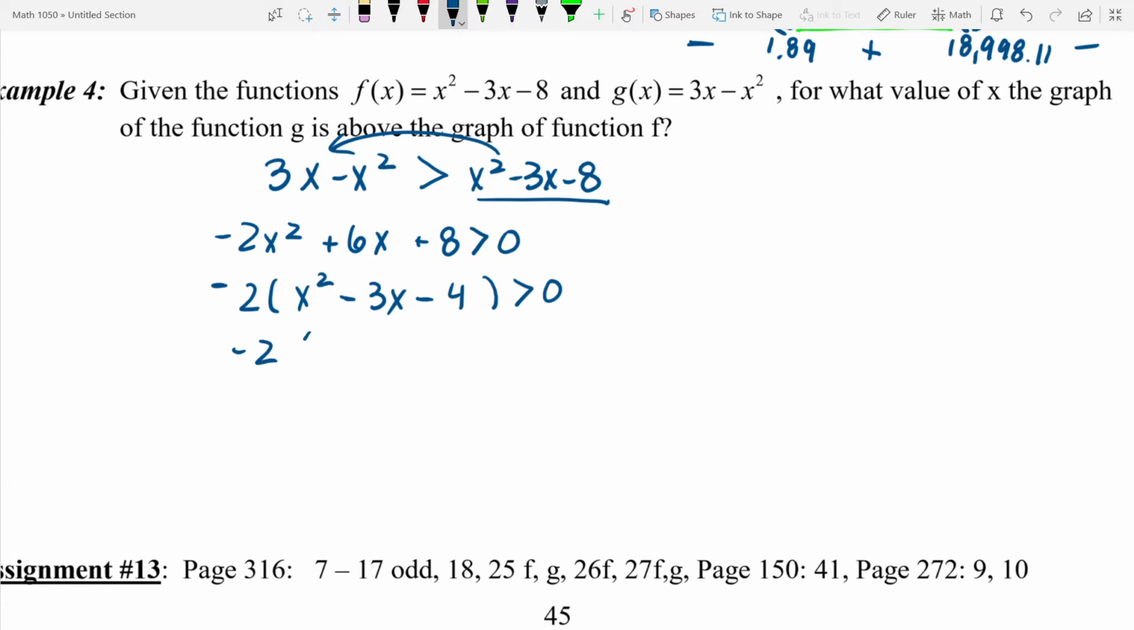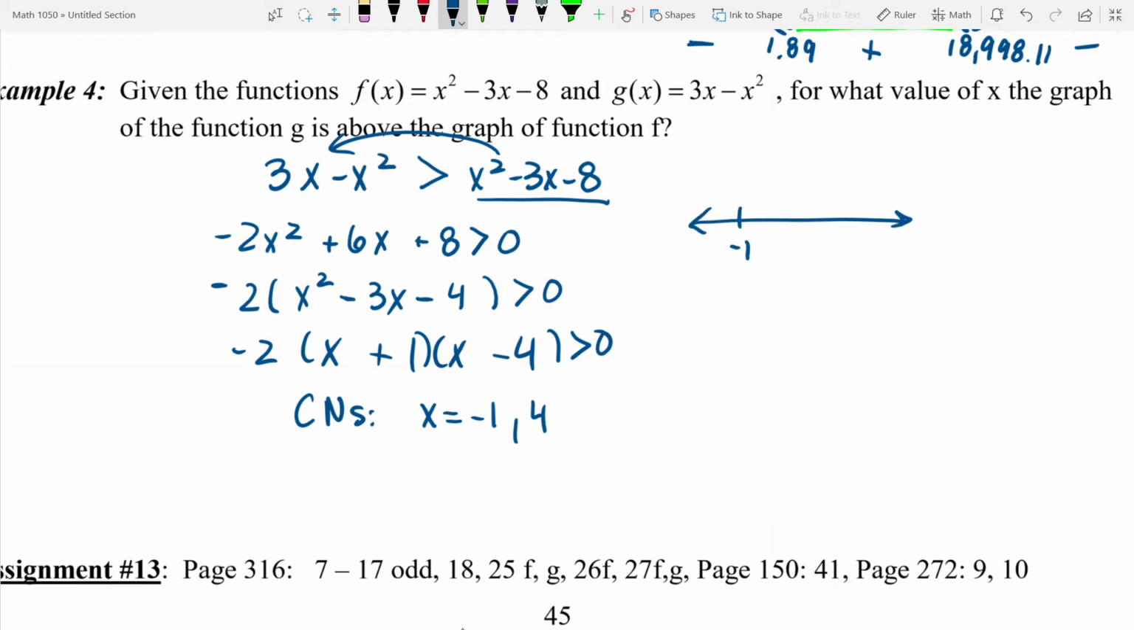Continue factoring. So it goes to x and x. 4 goes to 4 and 1. Signs are different. Biggest is a negative. The 4 is a negative and the 1 is a positive. Does the negative 2 give me a critical number? Yes or no? No. The plus 1 gives me a minus 1. The minus 4 gives me a plus 4. Go to your number line.